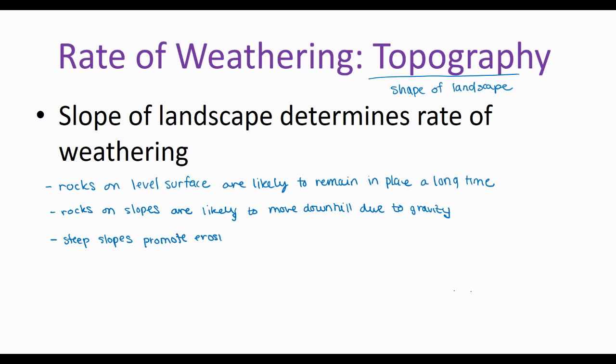So erosion, once again, is the movement of weathered material from one place to another. It's not the breaking down of the material, it's the movement of the material. And you'll see that on slopes because of gravity pulling it down. So steep slopes promote erosion and continually expose more rocks to weathering.